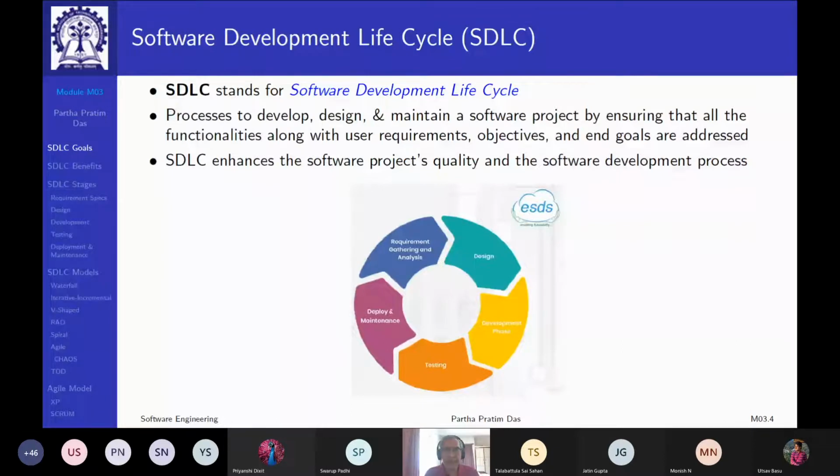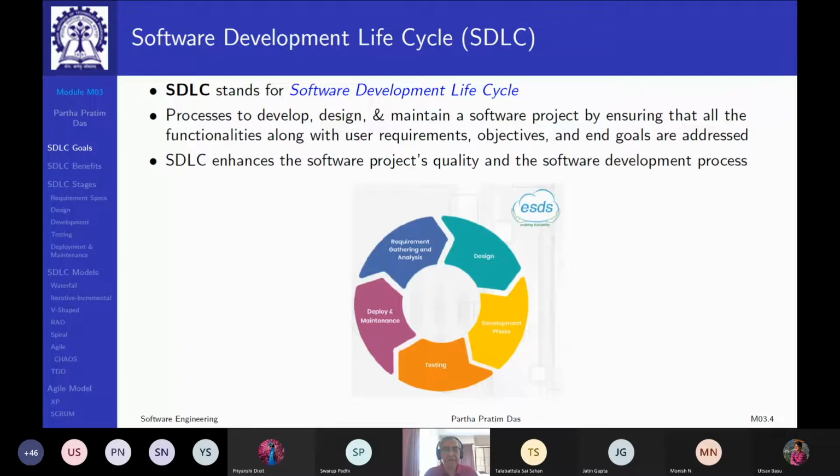SDLC, as you can understand, stands for Software Development Lifecycle. It is basically a collection of processes to develop, design, maintain a software project so that we can guarantee that all functionalities along with user requirements, objectives, and final goals are met.